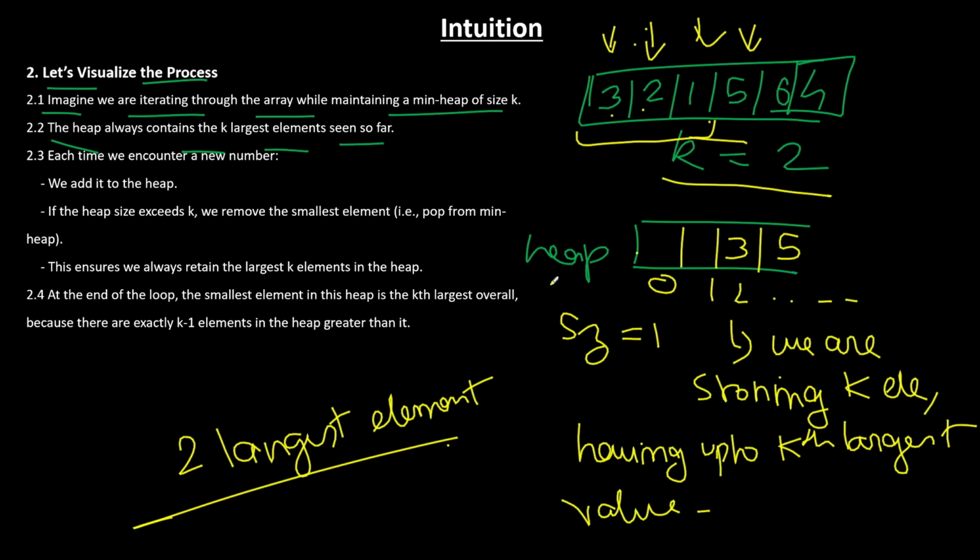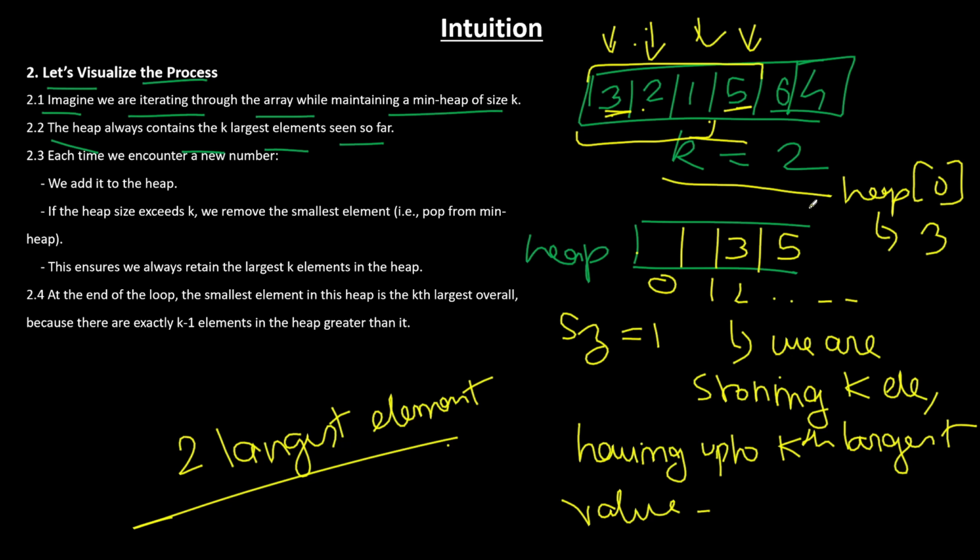So 2 will be popped out, right? Now if you check this complete array from 3 to 5, what is the largest element? 5, right? And after that, which is the second largest element? 3. So after popping the 2, if I go and do heap of 0, what will I get? I will get 3 definitely.